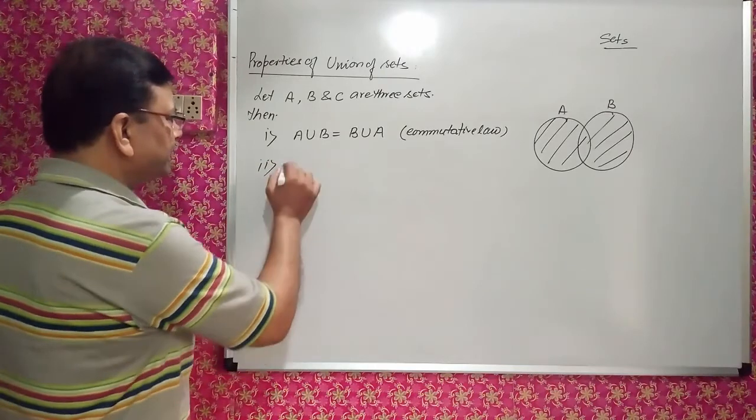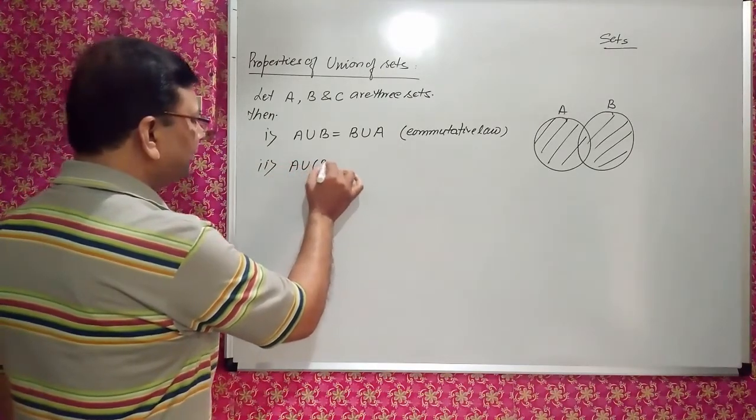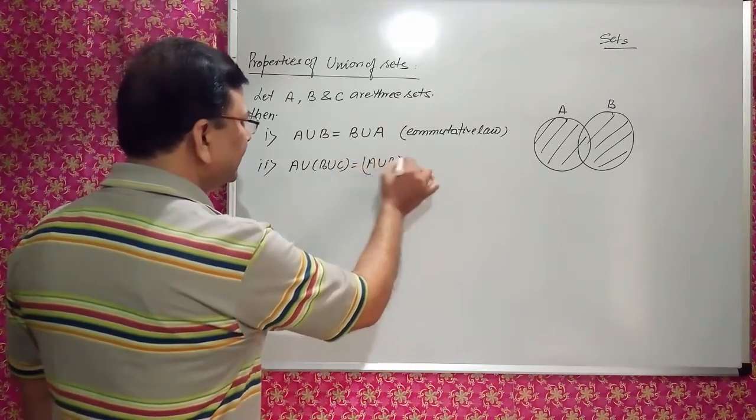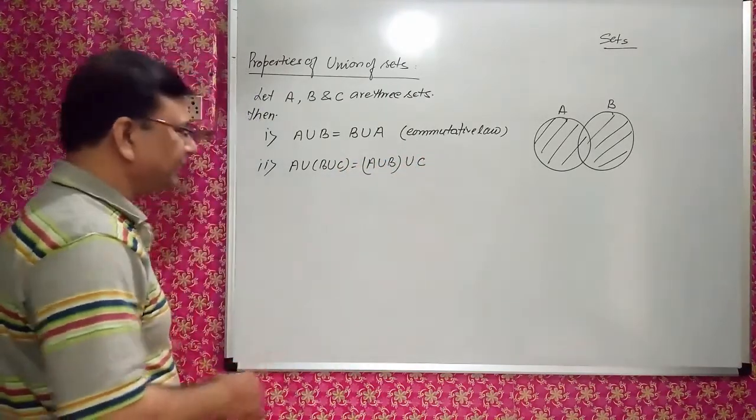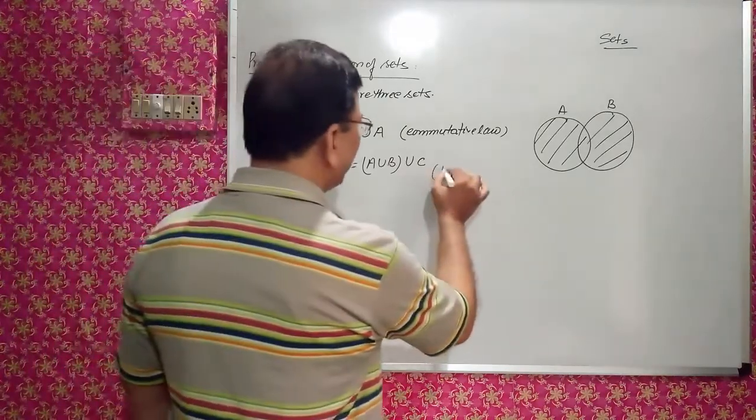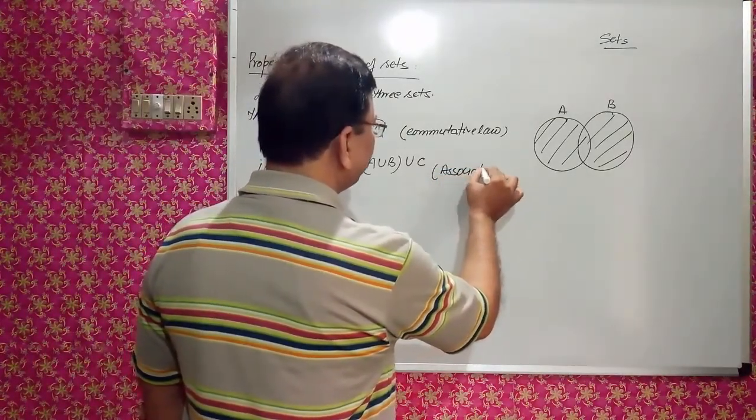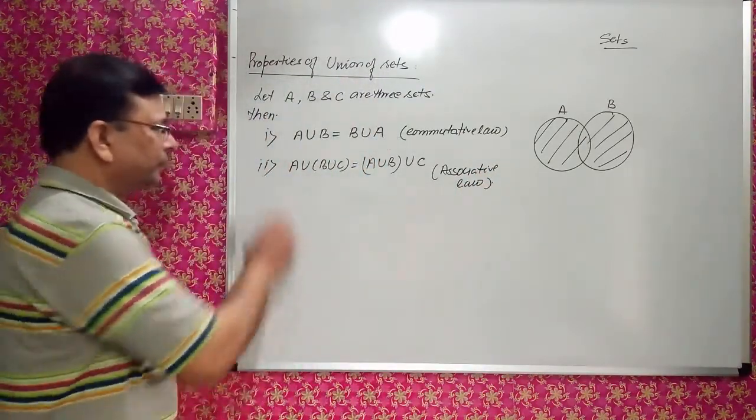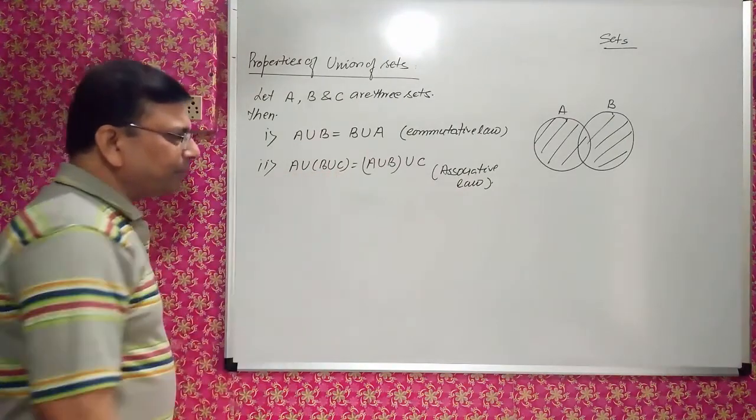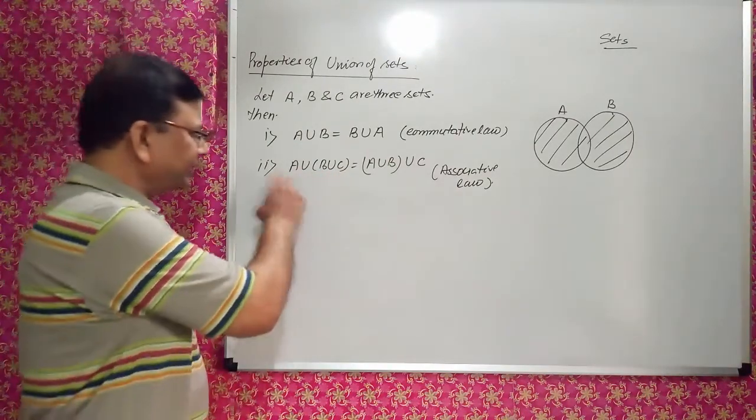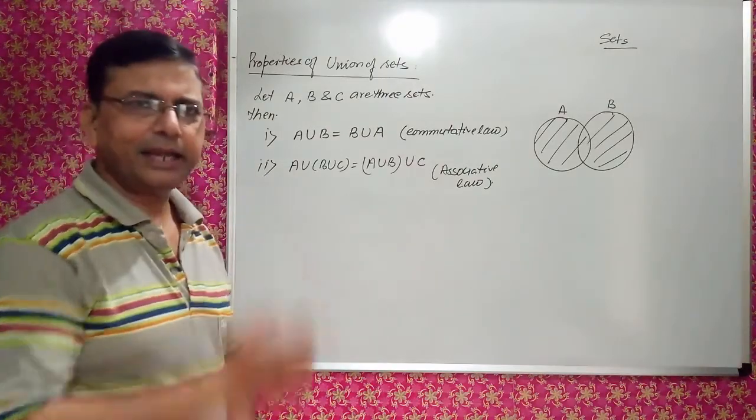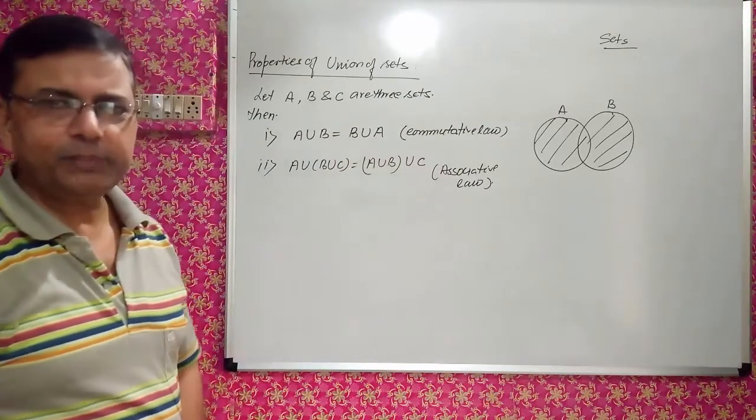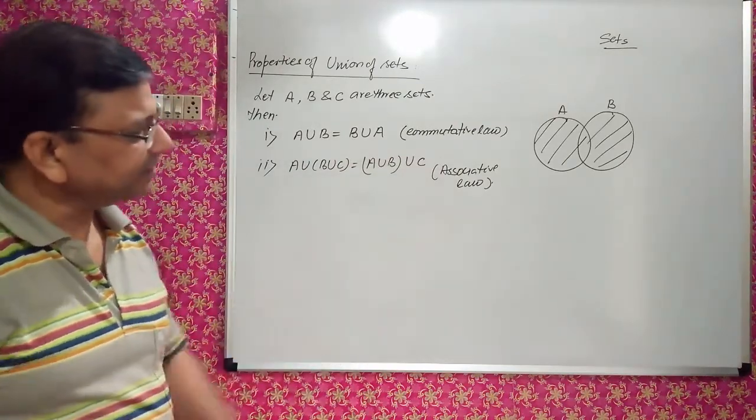Second one is A union (B union C) is equal to (A union B) union C. What does it mean? This is called the associative law. It means if you take the union of B and C first, and then find the union of that set with A, that will be the same as taking the union of A and B first and then taking the union with C.